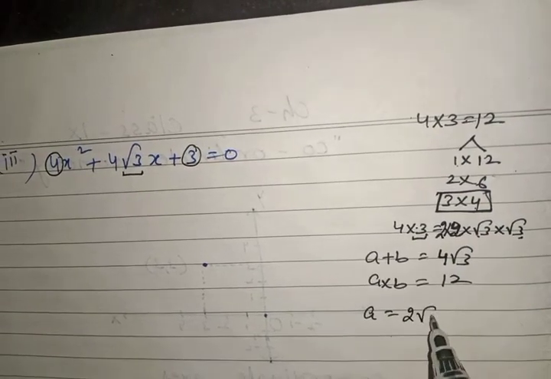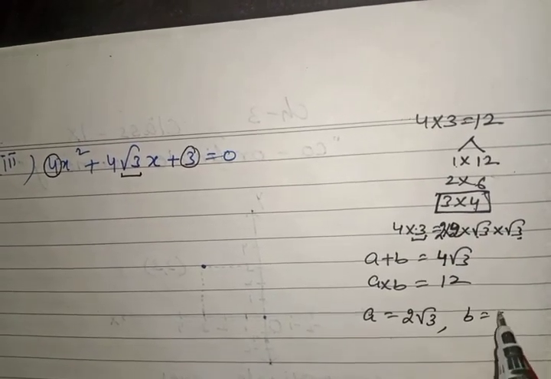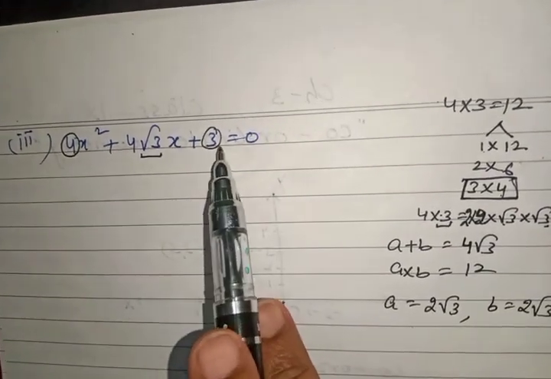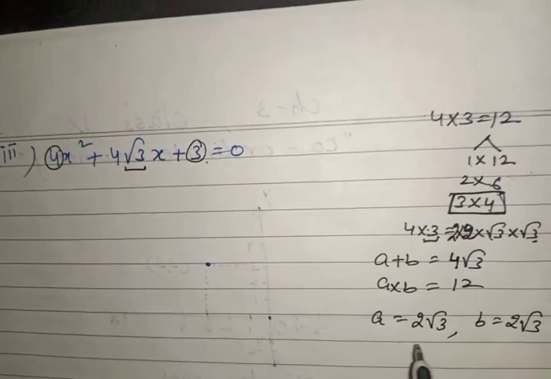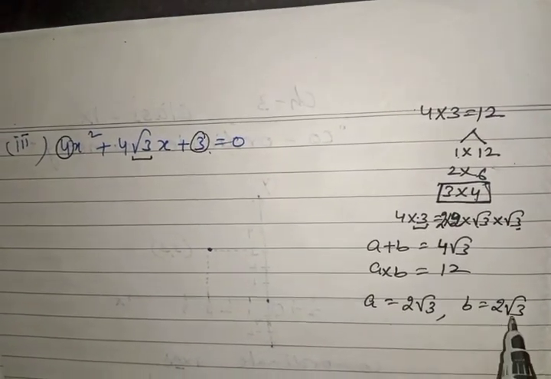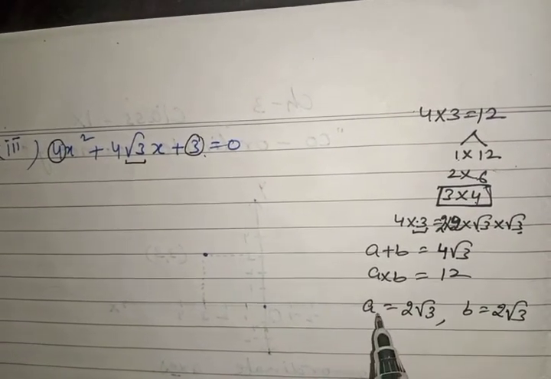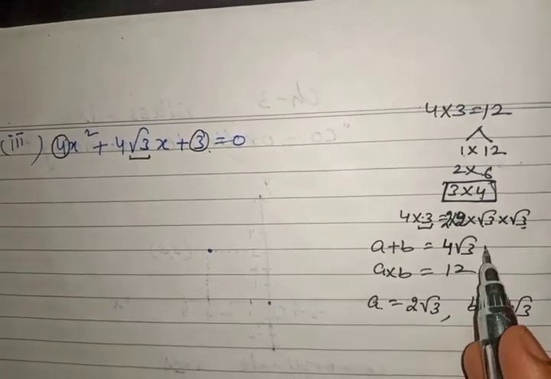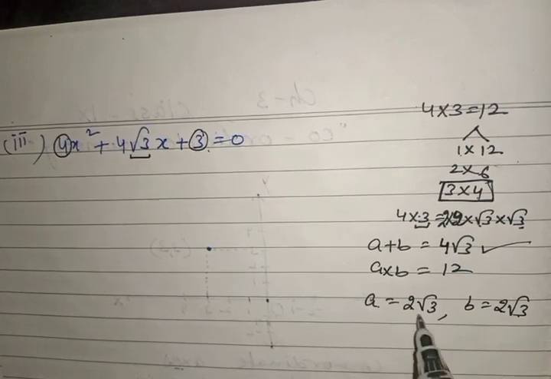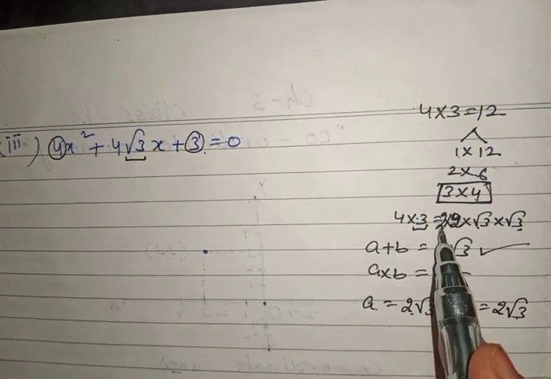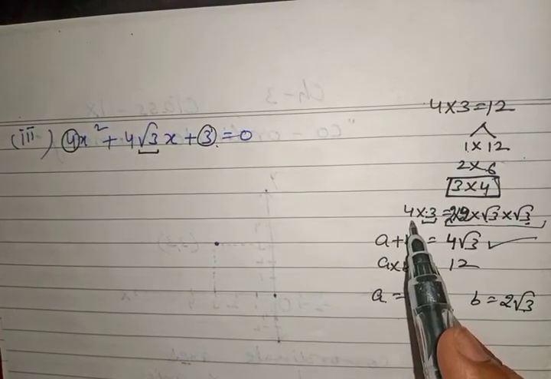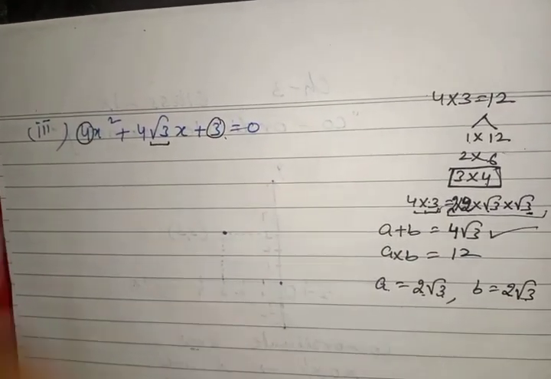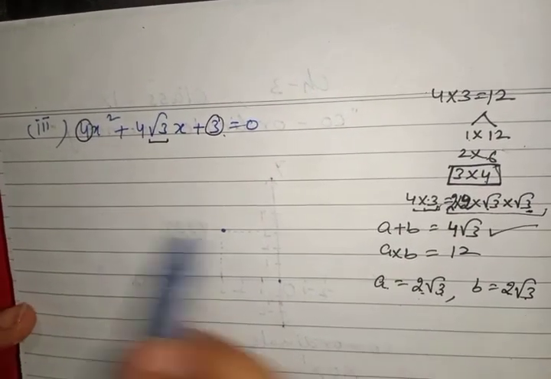So can I choose A as 2 root 3 and B as 2 root 3? Every term in the question is in plus. So we can write A as 2 root 3 and B as 2 root 3. Now check: the sum of these two is 2 root 3 plus 2 root 3, which is 4 root 3, and if you multiply 2 root 3 and 2 root 3, you will get 4 3s are 12, 2 2s are 4, root 3 times root 3 is 3. So we have got A and B.